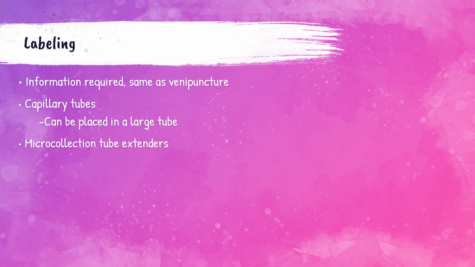The same labeling requirements apply to dermal puncture samples as to venipuncture samples. Capillary tubes are too small for this information to be written on, so they can be placed in a larger tube with the labeling requirements. Microcollection tubes are also small and may not fit all the required information on them. There are tube extenders for microcollection tubes, and these tube extenders can have the patient label put on them.